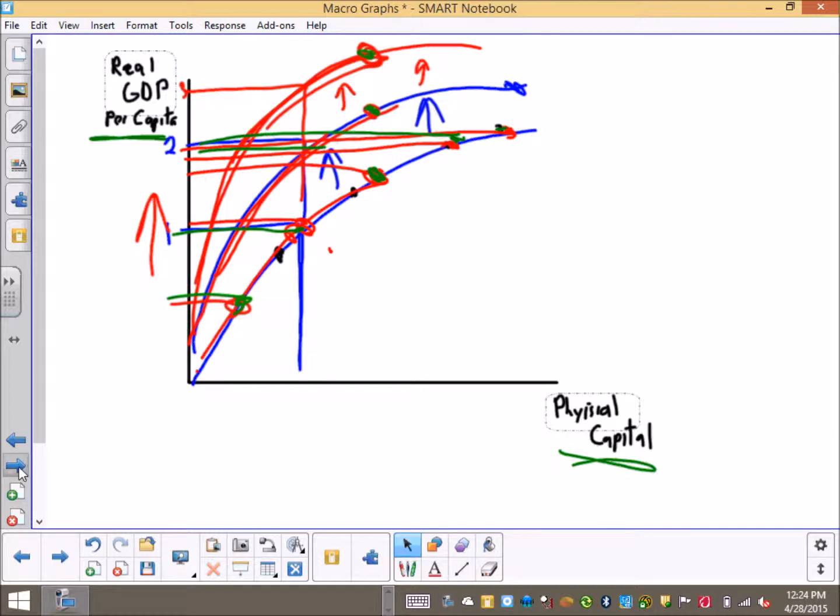That's roughly your idea of how the production graph works. Any other questions on this? Well, very good then.